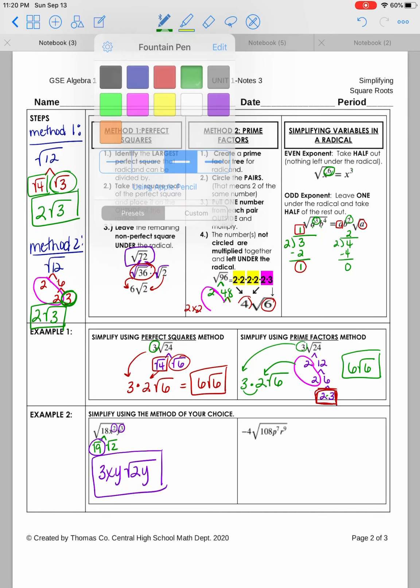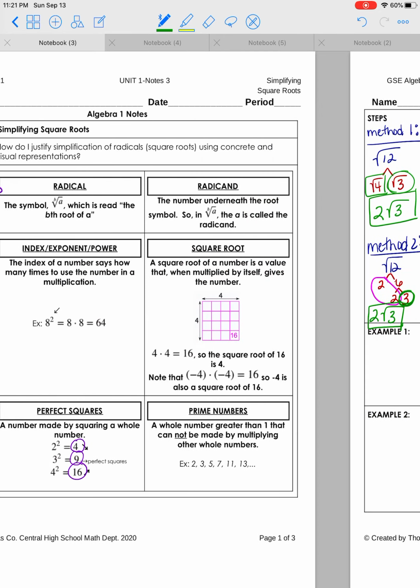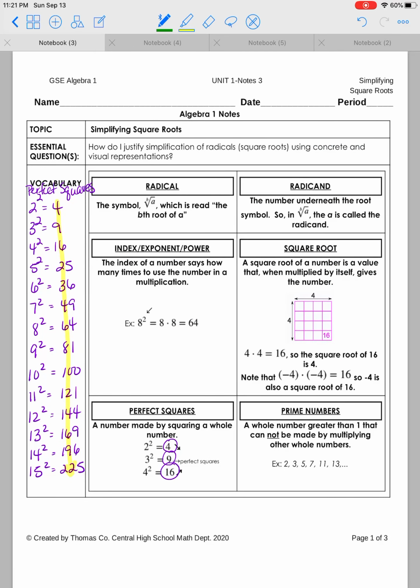Okay, on the next one, we're going to do the same thing. I do have to be careful with this -4. I'm going to have to multiply it at the end. But I need a perfect square that goes into 108. And if you need to, take a calculator and start dividing. 9 does, but I think there's a bigger one. Let's see. 108, what's the bigger one?